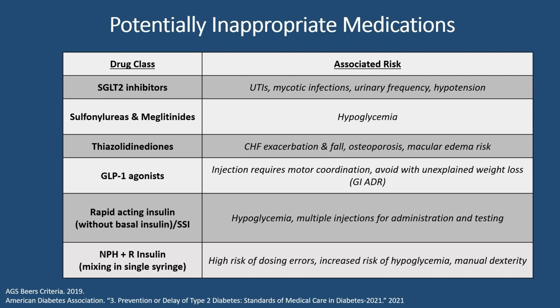Okay, so which medications are particularly inappropriate? The SGLT2 inhibitors, things like Jardiance, for example. You don't want to use them in patients with UTIs or a history of fungal infections. We have had patients in our practice who started these drugs and immediately developed yeast infections, so we had to discontinue them. If they already have urinary frequency, chances are it'll get worse.